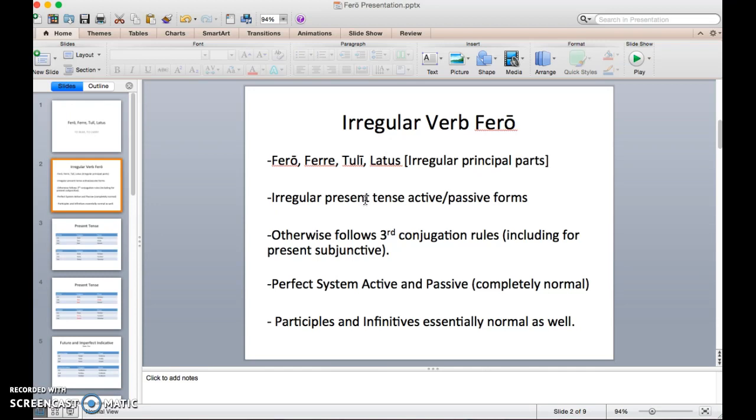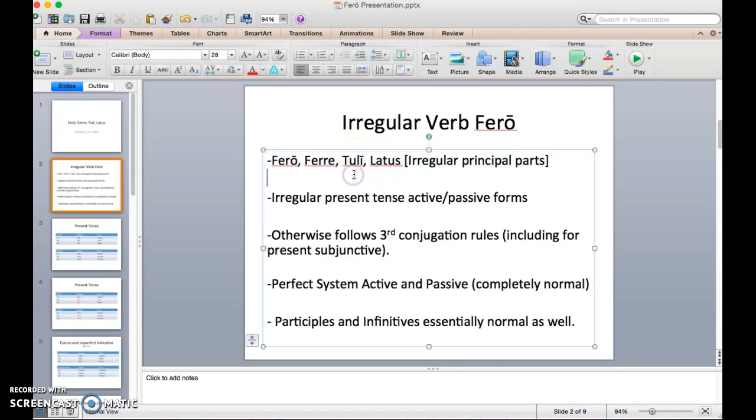So first off, let's look through the things we're really going to have to focus on here. When we're learning fero, ferre, tuli, latus, it's going to be really essential that you memorize these principal parts. That's really the most crucial memorizing that you do with this verb. And I promise, for most of the rest of the other forms we're going to talk about, we're going to think about logical ways to construct them using information we already know. But you're going to have to memorize the principal parts, and it will be quick. Just repeat it aloud to yourself, and it will link in your brain from both an oral and an auditory standpoint.